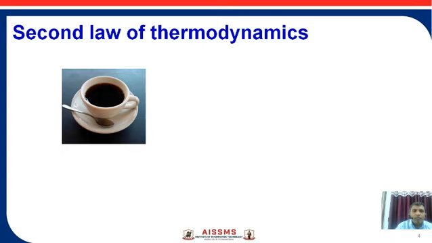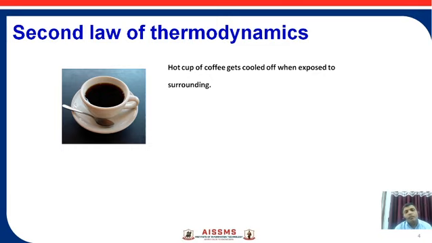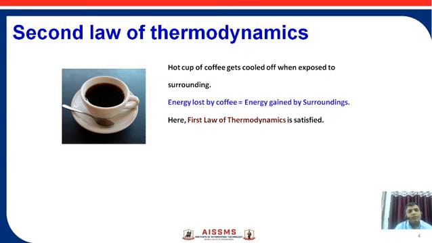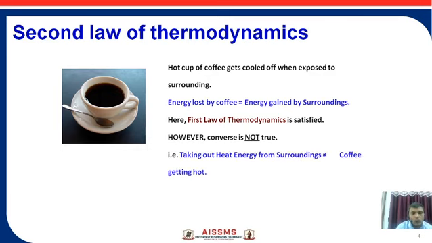So, to start with the second law, while learning the first law, we have some limitations. If you see this cup of tea, this hot cup of tea or coffee, as per nature, it transfers heat from higher temperature to lower temperature. That is, the cup of tea transfers heat from the system to the surrounding. So heat lost by the coffee is equal to heat gained by the surrounding. As per the first law, it is satisfied. But the converse is not true. That is, heat taken out from the surrounding is not equal to the coffee getting hot.